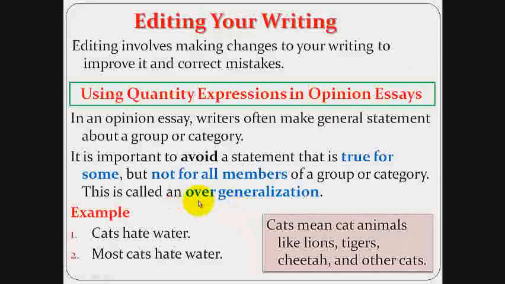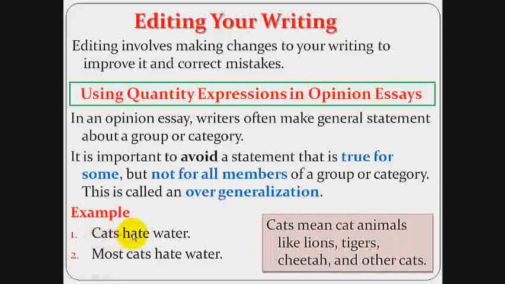So inshallah, to stay away from overgeneralization, you have to make sure that the general statements you write in your opinion essay are true for all the information about your feelings, inshallah. Here we have an example. It says cats. Cats in this example means a group of animals, call it cat animals, like lions, tigers, cheetah, and other cats. So cats are a group of animals.